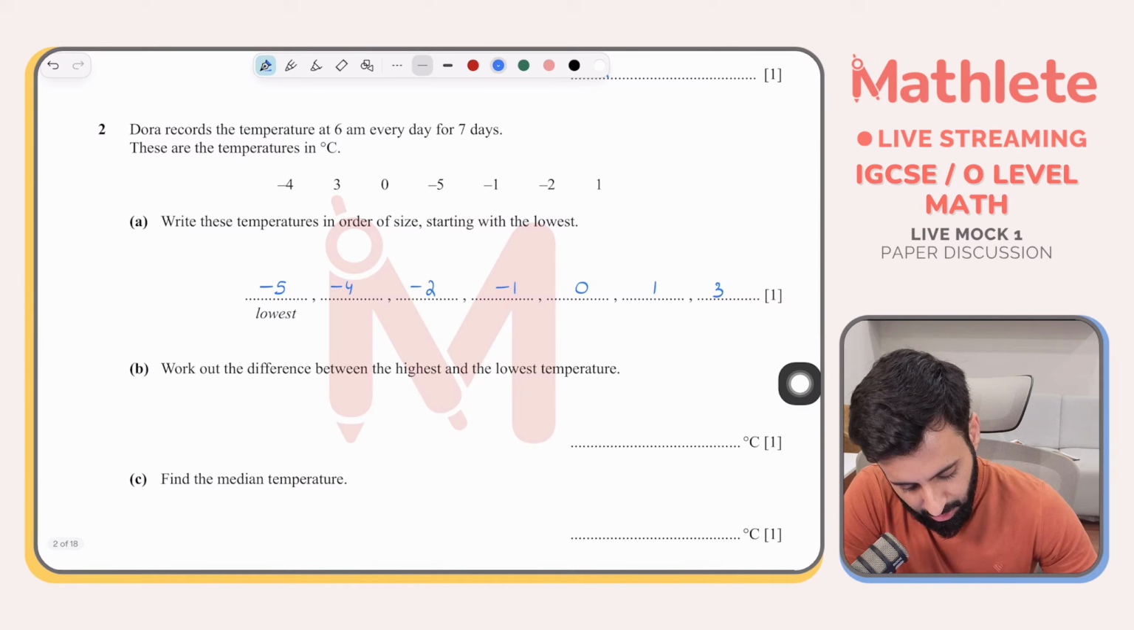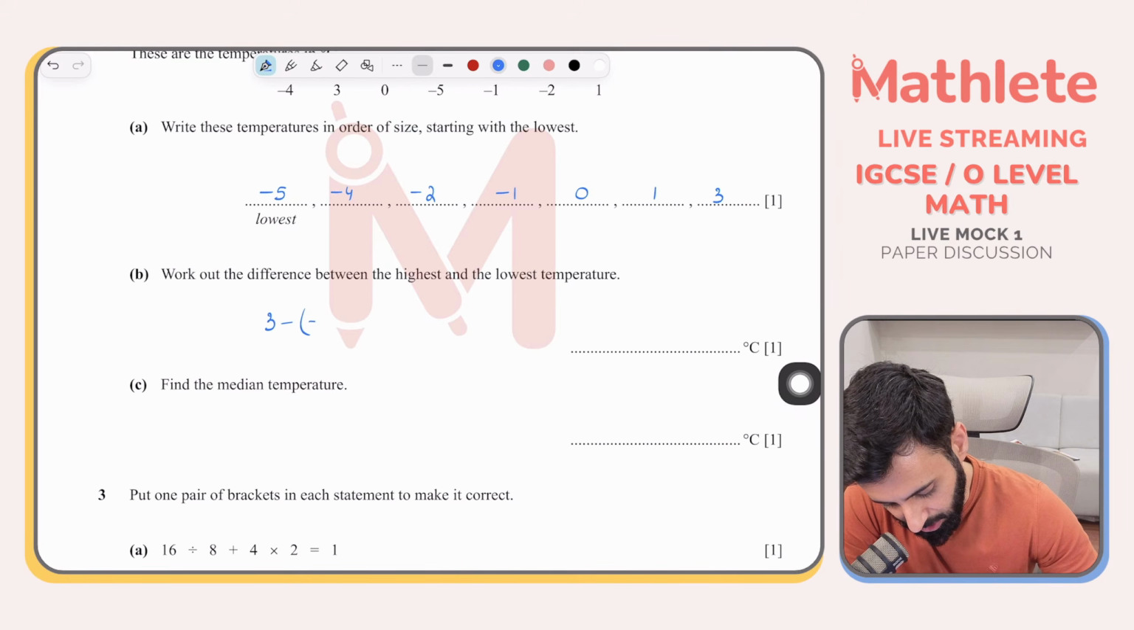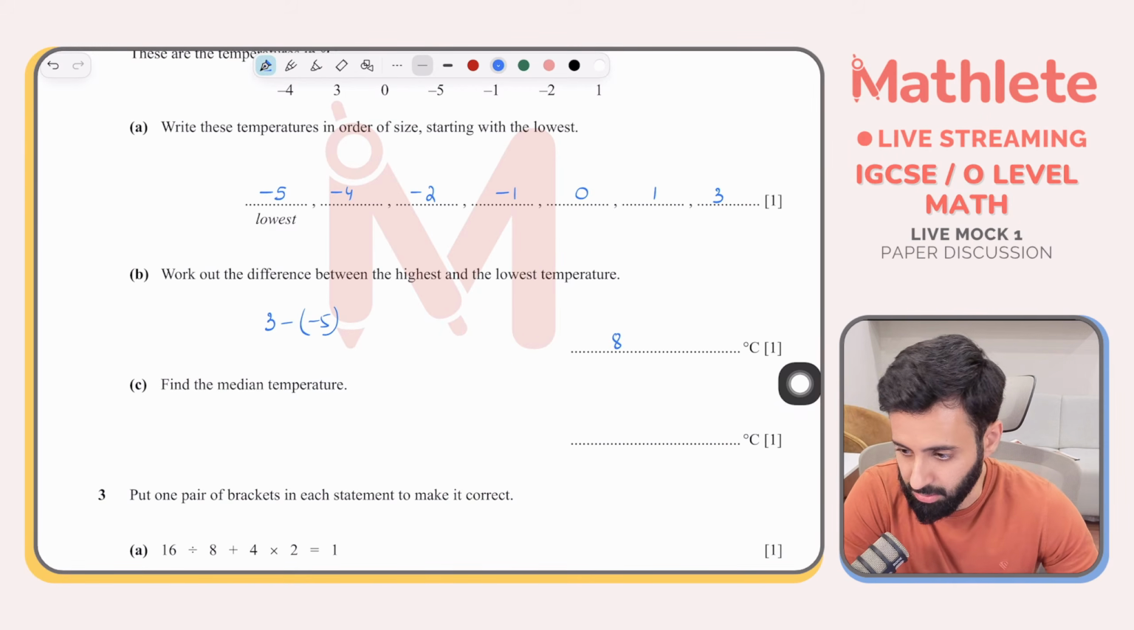Okay. All right. Now, work out the difference between the highest and the lowest temperature. Now, highest and the lowest temperature, so that's 3 minus -5. What's that equal to? That's equal to 8.